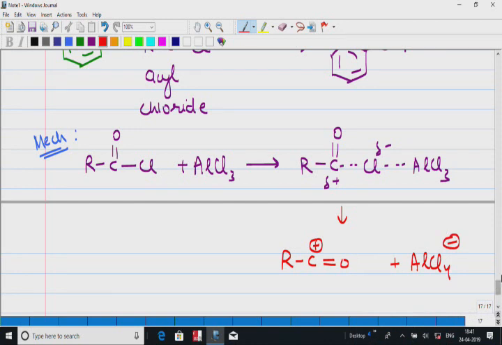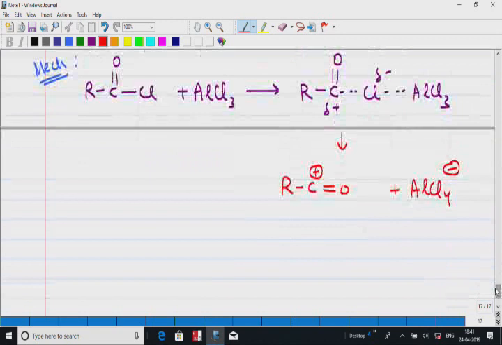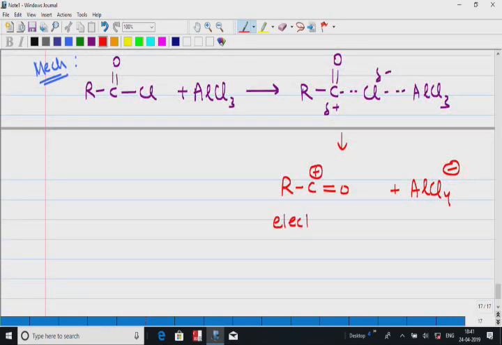Just tell me if this is clear to everyone or not. This acyl group of mine is the electrophile. And the good thing here is that there will be no rearrangement in acylation, like we were doing the rearrangement in alkylation. Here there is no rearrangement.